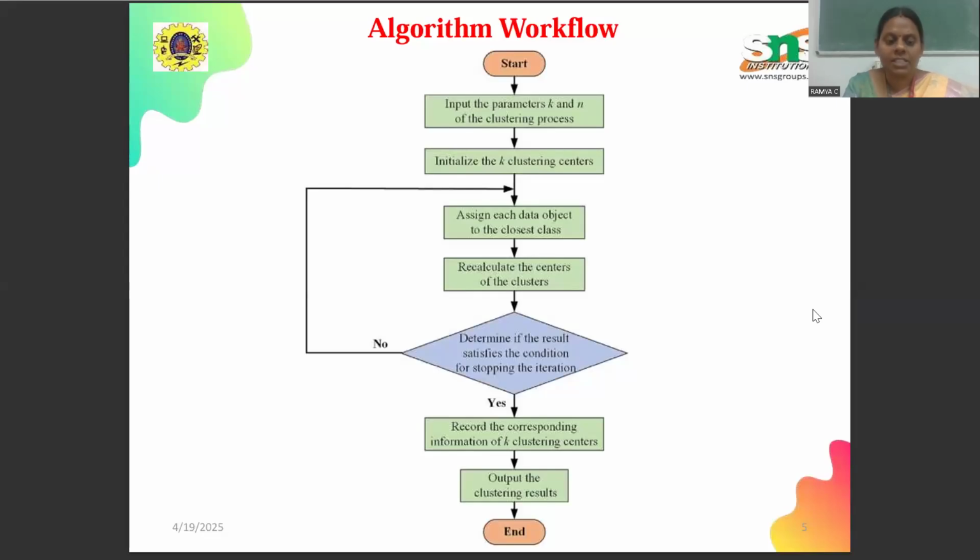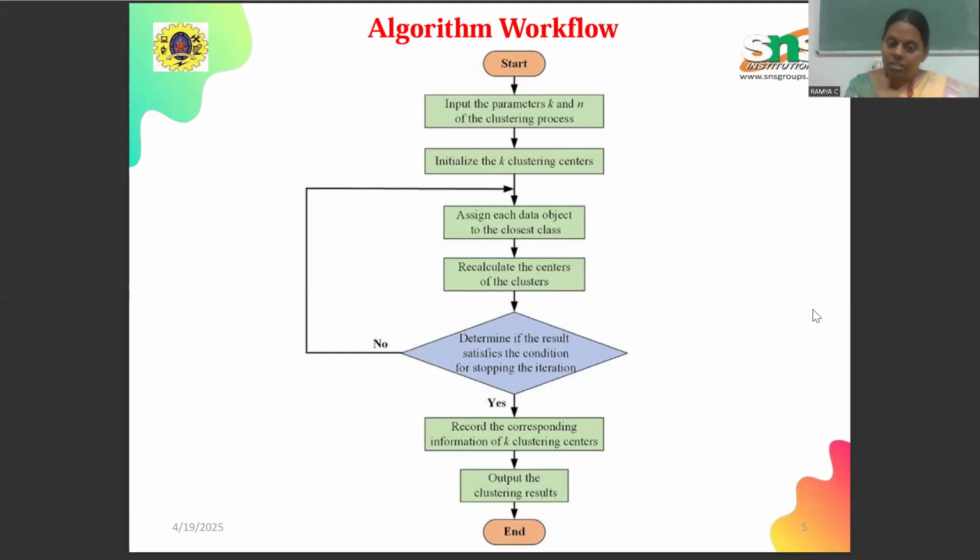This is the workflow of the K-means algorithm. Let me explain the flow of this algorithm. We start the algorithm and we have the inputs. Those input parameters should have K and N of the clustering process. So we have to initialize the K clustering centers, that is the number of K should be initialized, and assign each data point to the closest class. Again, recalculate the centers of the clusters. Once the clusters are calculated, it determines whether the calculated result satisfies the condition for stopping the iterations.